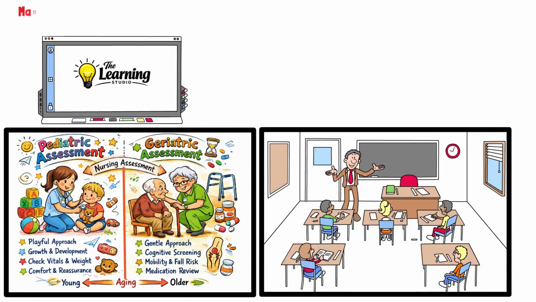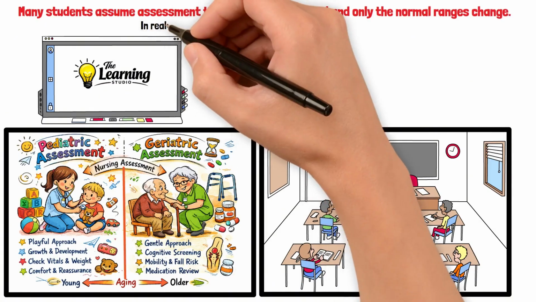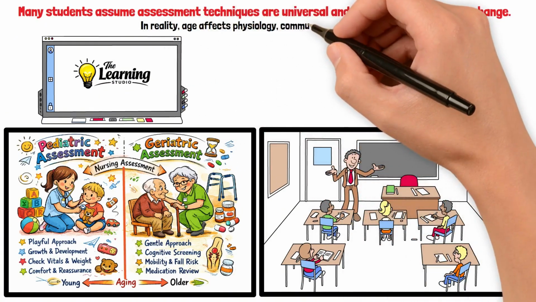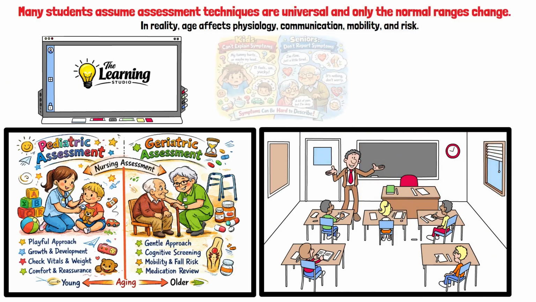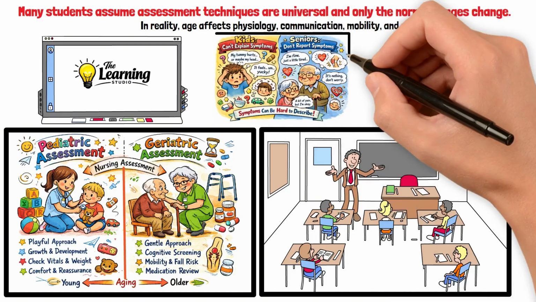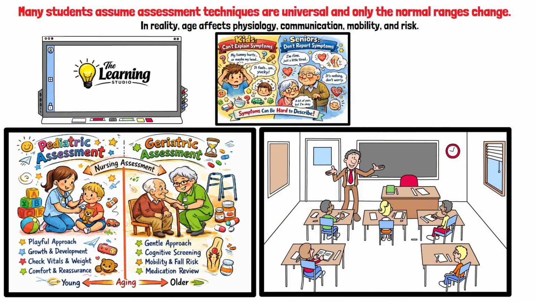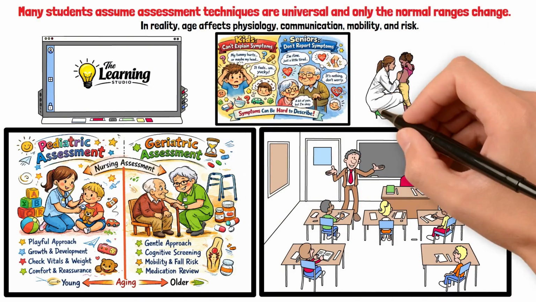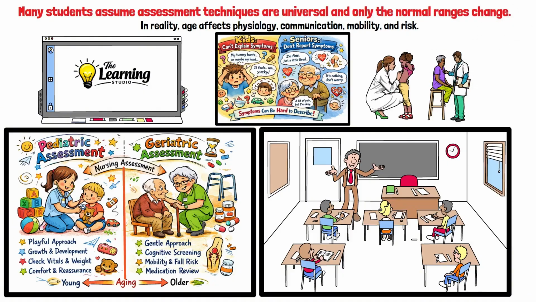Many students assume assessment techniques are universal, and only the normal ranges change. In reality, age affects physiology, communication, mobility, and risk. Pediatric patients often cannot explain what they feel, while geriatric patients may underreport symptoms or present atypically. Nurses must adjust how they observe, question, and interpret findings.